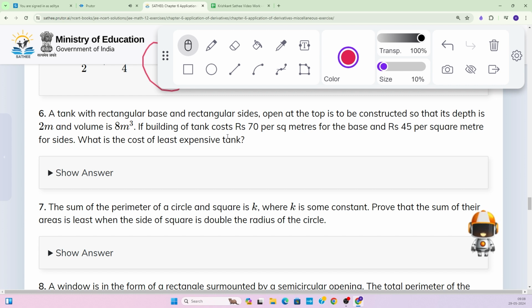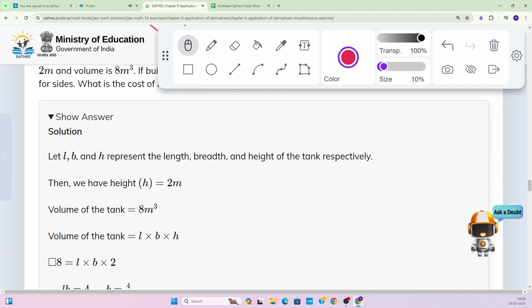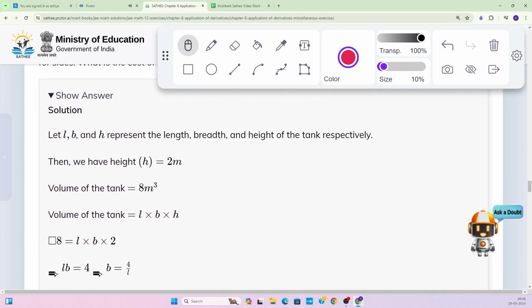If the building of the tank costs 70 rupees per square meter for the base and 45 rupees per square meter for the sides, what is the cost of the least expensive tank? So let's see quickly. Let L, B, H represent the length, breadth, and height of the tank respectively.